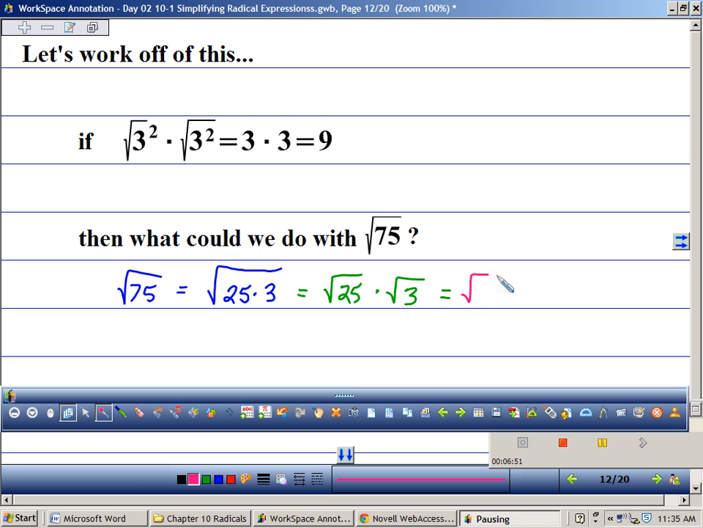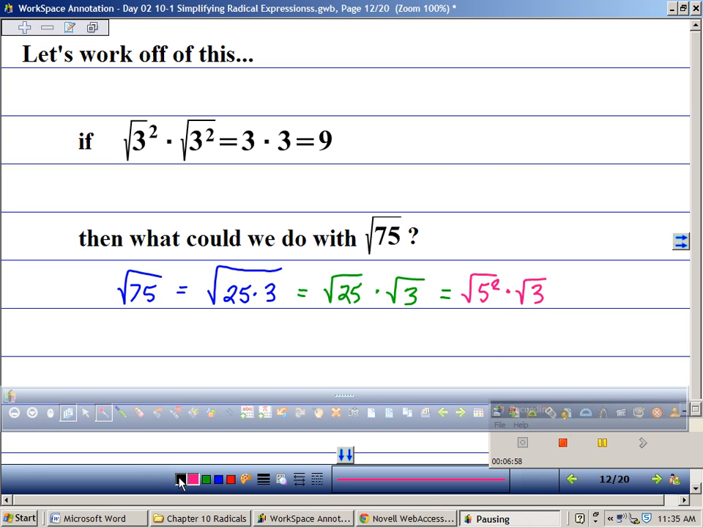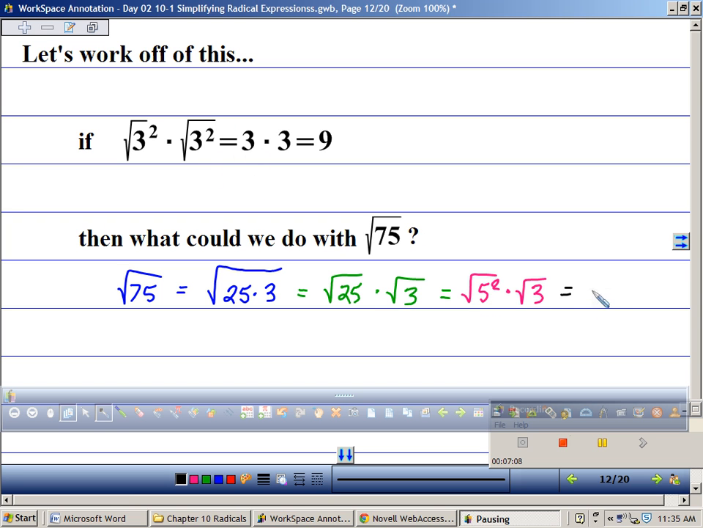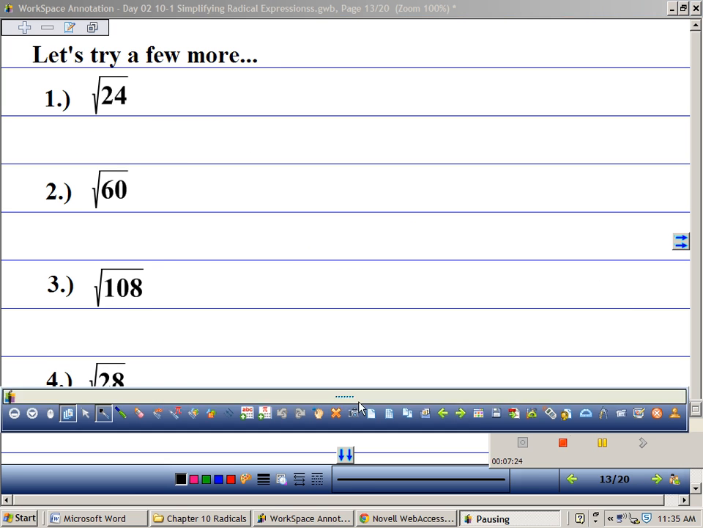Doesn't 25 mean 5 squared times radical 3? And when I have a 5 squared underneath a radical sign, aren't those inverses of each other? So they just cancel each other out? Just like up here, 3 squared makes 3. So I have 5 root 3 as my answer. Everybody have that written down? All right, let's move on.